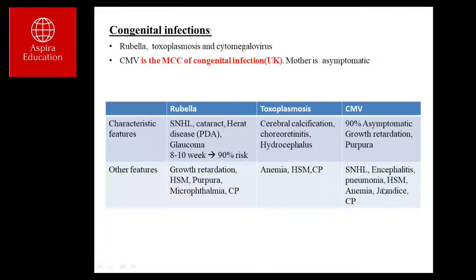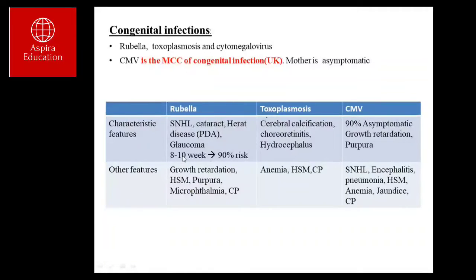But remember, cytomegalovirus is a small virus. It can infect any part of the body. Next is the rubella. So rubella's characteristic features are hearing loss and cataract. They usually have congenital heart disease, especially patent ductus arteriosus. They can have congenital glaucoma. The risk of infection is highest in the first trimester.